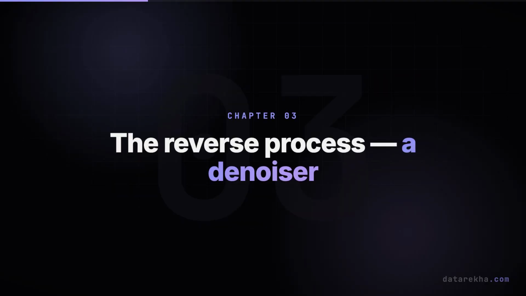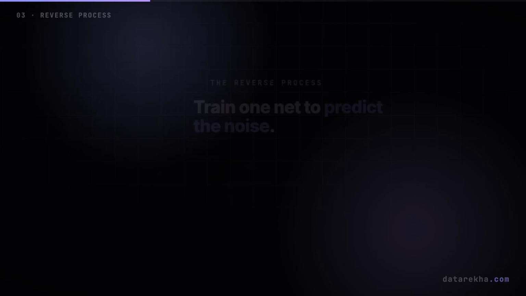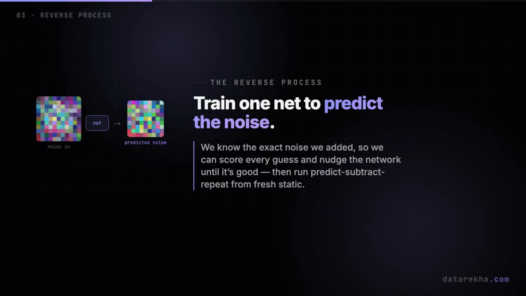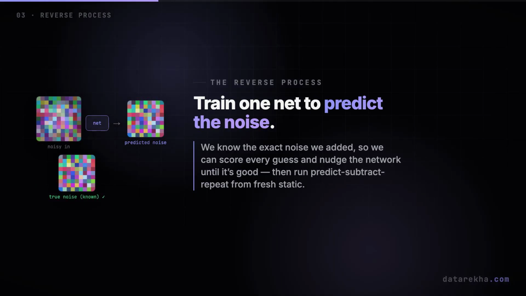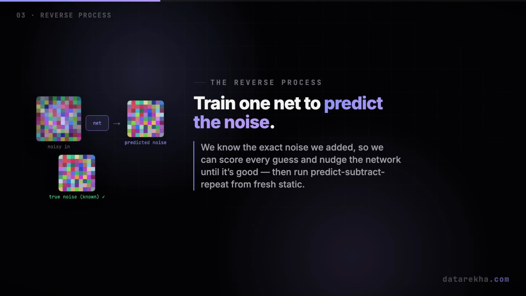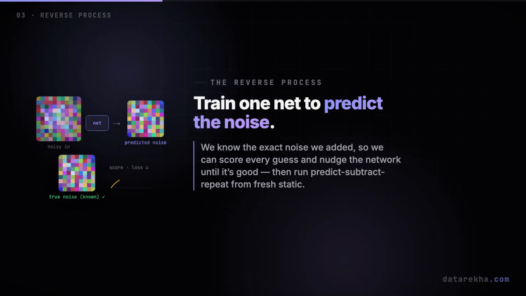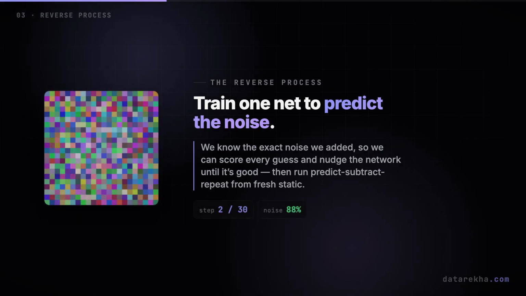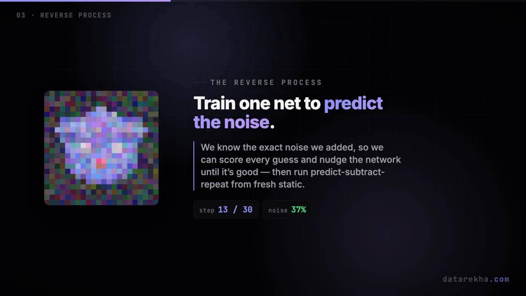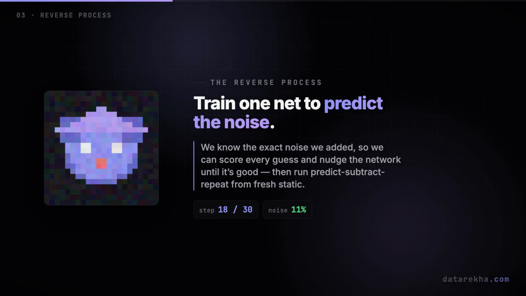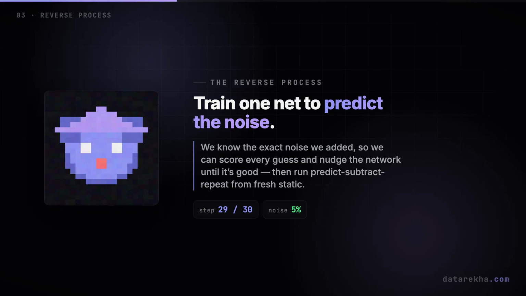The reverse process, a denoiser. Now the heart of it. We train one network whose only job is to look at a noisy image and predict the noise that was added. Because we build the training data by adding that noise ourselves, we know the exact answer, so we can score every guess and nudge the network until it gets good. Once it's trained, we run it many times. Predict the noise, subtract it, and repeat from fresh static, and a clean image emerges on the left. The same network handles every step, from heavy static down to the final polish.